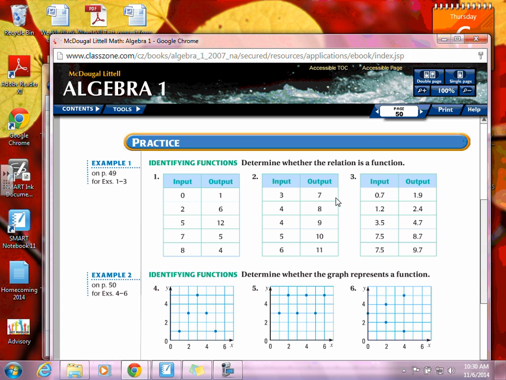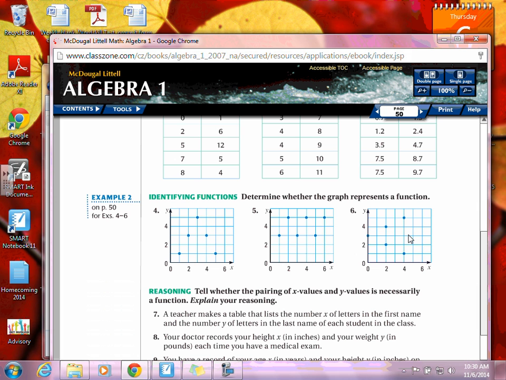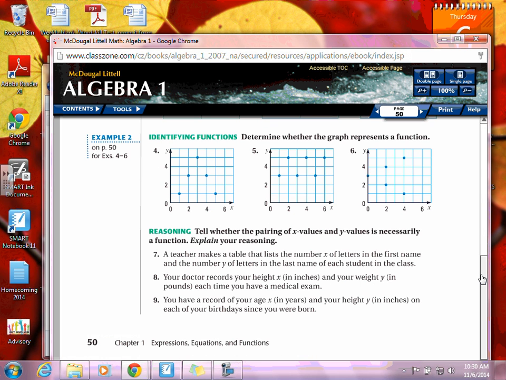What I'm looking for here is whether the inputs repeat or not. So I'm looking for a special answer. When I come down here, I'm looking for passes the vertical line test, because you'll notice that I have graphs. And then down here, you can use any reason you want for 7, 8, or 9.